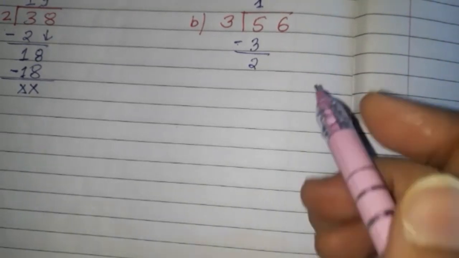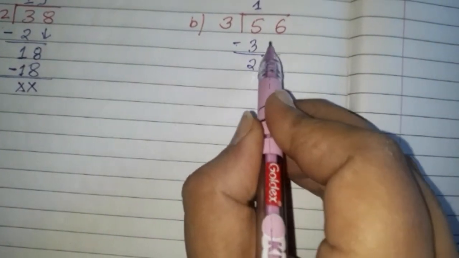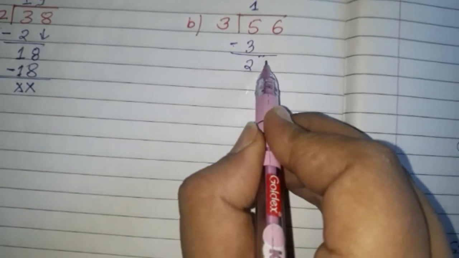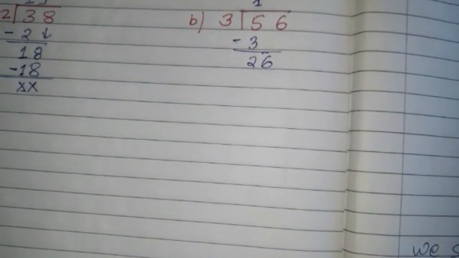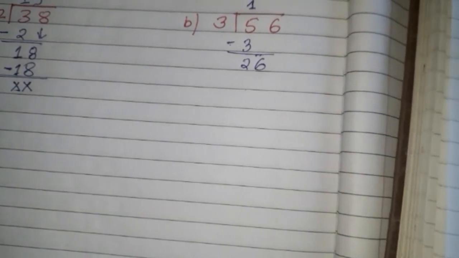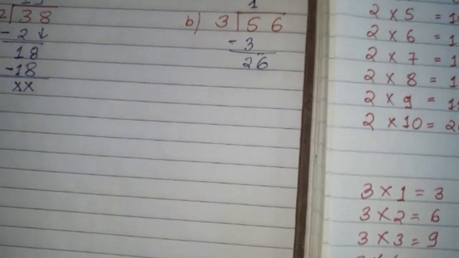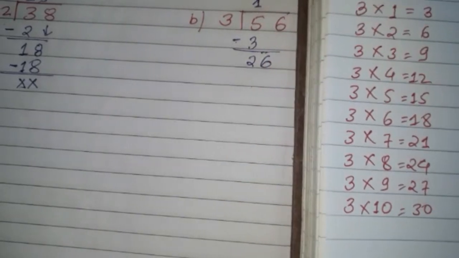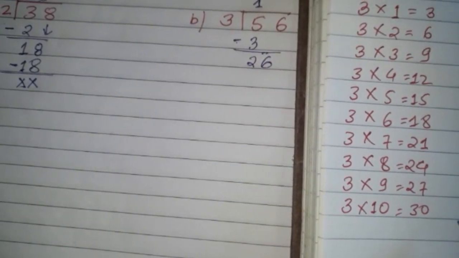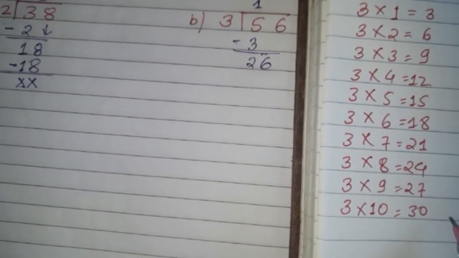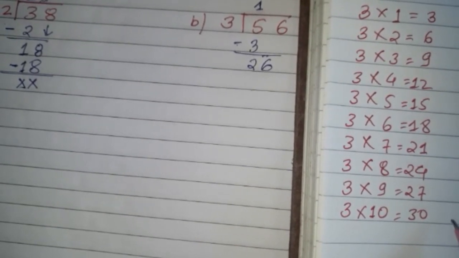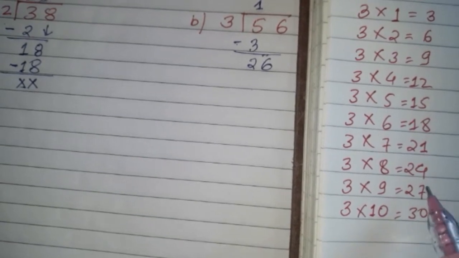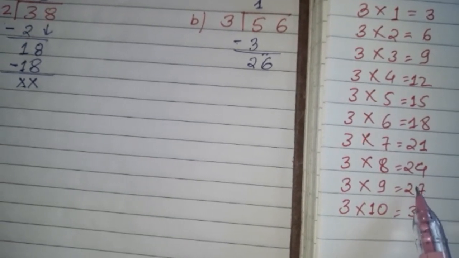The next step is to carry down the next number which we're going to divide. 6 is the next number. We'll write it here. We get 26. Now again we're going to check if 26 comes in the table of 3. Just check. No, it is not there. So we will find the number in the table which is just smaller than 26. Yes, we got it. We get 24, which is smaller than 26.